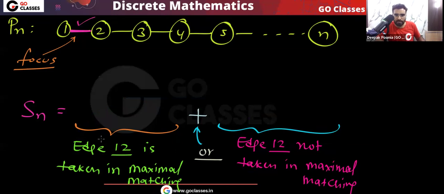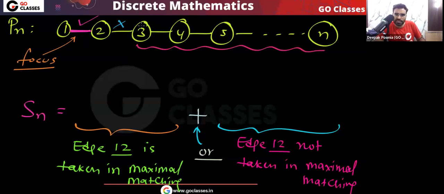Now let's see the first one. Means this edge 1, 2 is taken. This edge 1, 2 I have taken in the maximal matching. If I've taken this 1, 2 in the maximal matching, then definitely 2, 3 I cannot take in the maximal matching. Yes or no? Remember, if I take this edge 1, 2 in the maximal matching, then definitely I cannot take 2, 3. Now, in this remaining graph, I need to create a maximal matching. Yes or no? So very simple point, that if I take this 1, 2 in the maximal matching, I cannot take 2, 3 because 1, 2 and 2, 3, they are adjacent edges.